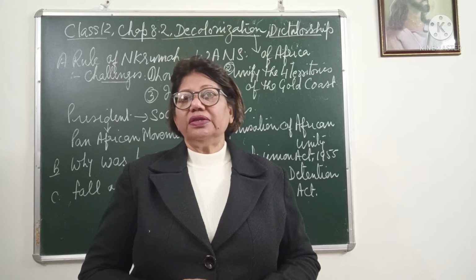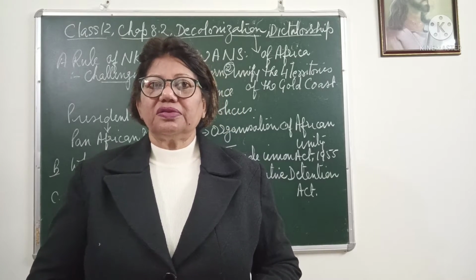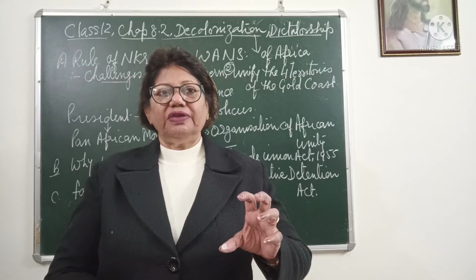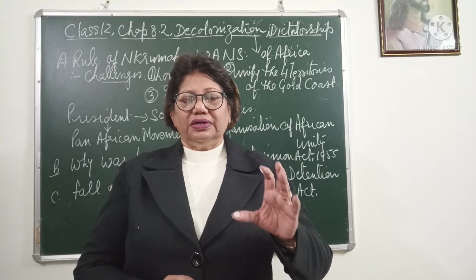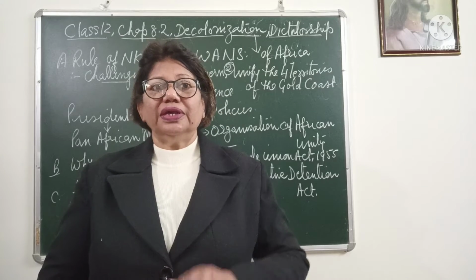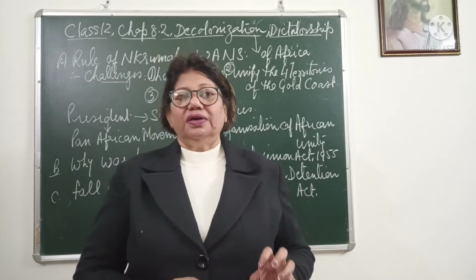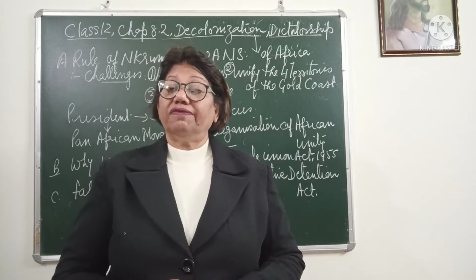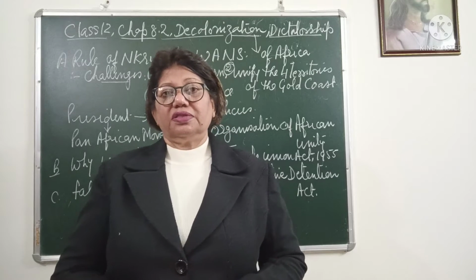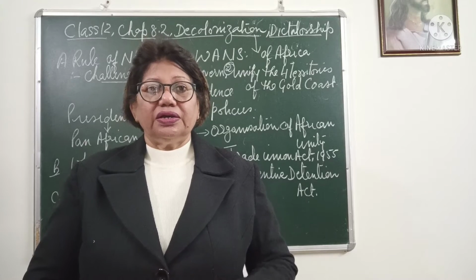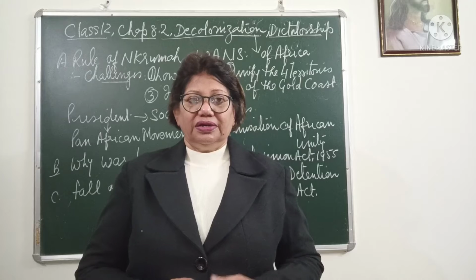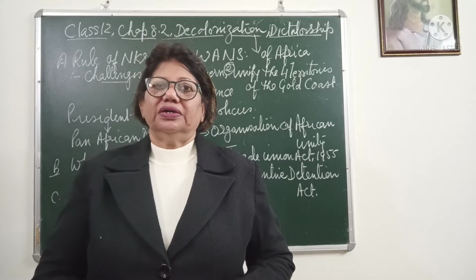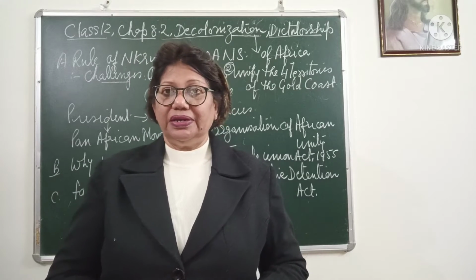Nkrumah was the strong leader who became the prime minister of Ghana. Ghana was declared independent because the four territories of Gold Coast were reunified, and after seeing the strong opposition of the African people, the British government also gave permission to be an independent country. So in 1960, with the efforts of Nkrumah, Ghana was declared an independent country.